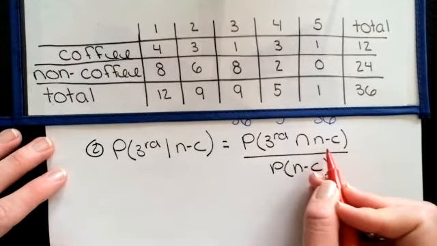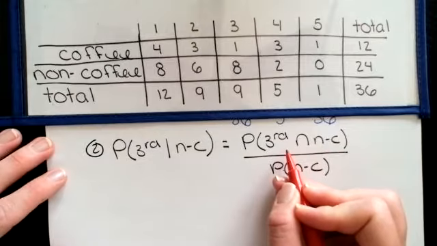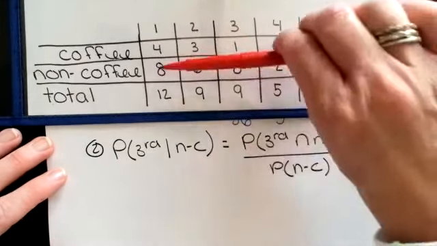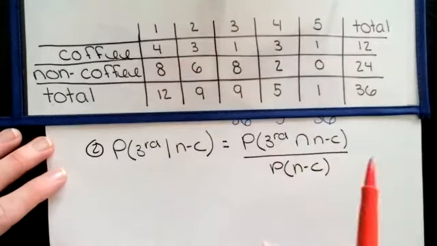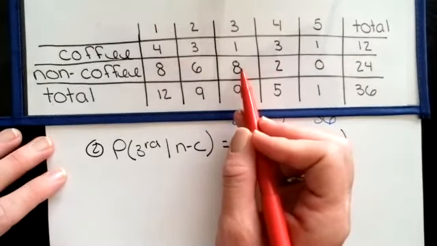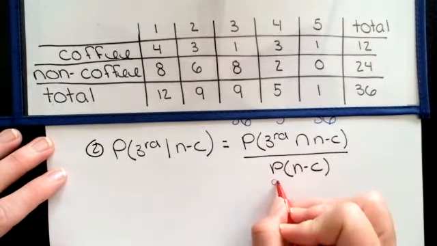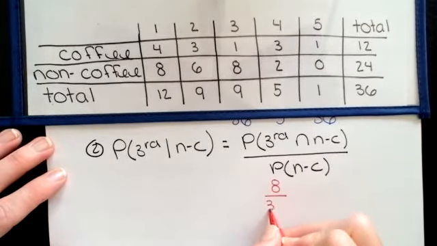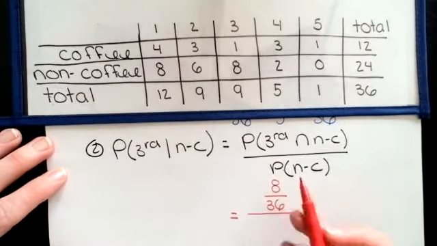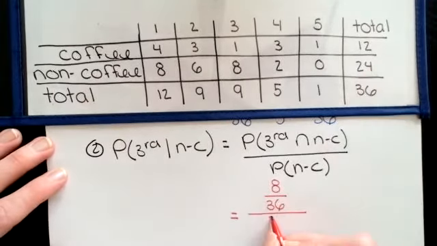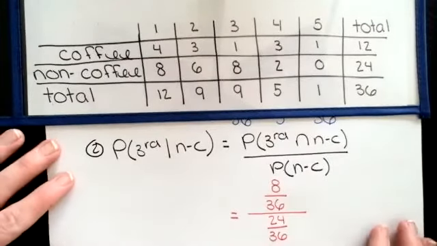So probability of third year and non-coffee. So remember, this is the overlap. So this is where the two come together. So third year and non-coffee. So right here, I'm looking at 8, right? Out of the total of 36. So that's my numerator, 8 out of 36. And it's divided by the probability of just a non-coffee. Well, my non-coffee, I have 24 out of 36. I'm just pulling the information out. I'm not using any shading.